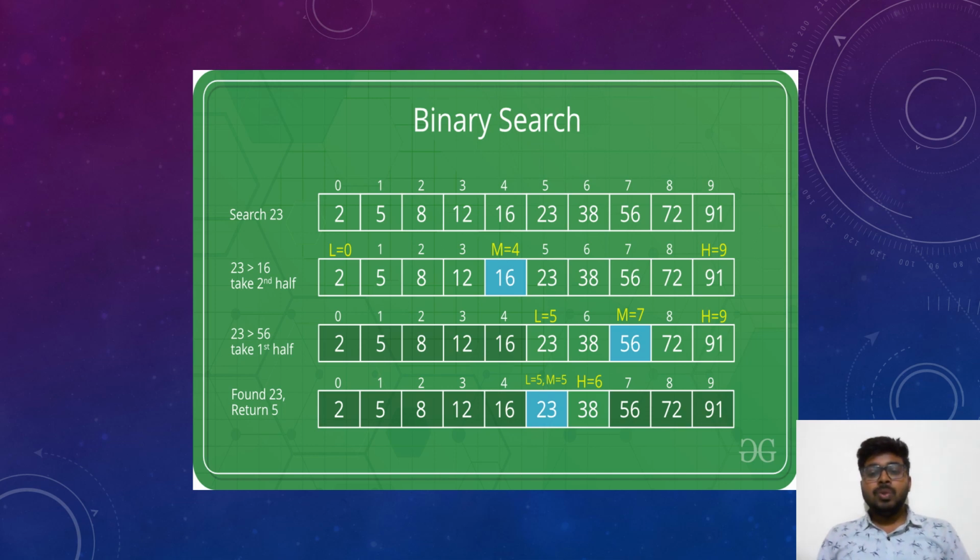And now the new mid index is 7, by calculating mid, and at index 7 we have 56. As 23 is less than 56, we will consider the left side of the 7th index, and we will take the high value as 6. Now the middle value will become 5. At the fifth index we have 23, so we will return the index 5 and say that 23 is found.